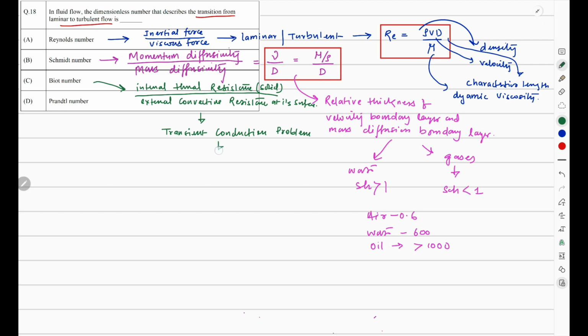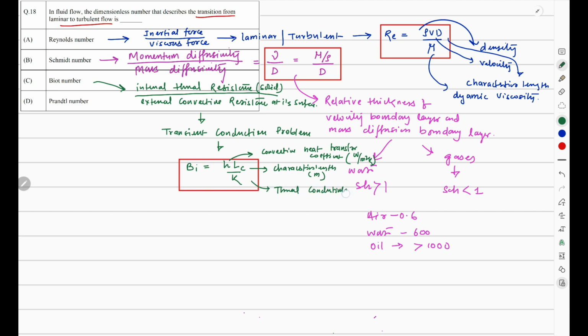With the help of a formula, it can be written as Biot number equals h Lc by k, where h is the convective heat transfer coefficient and its unit is watt per meter square per Kelvin. Lc is the characteristic length in meters, and k is the thermal conductivity of the solid in watt per meter per Kelvin.